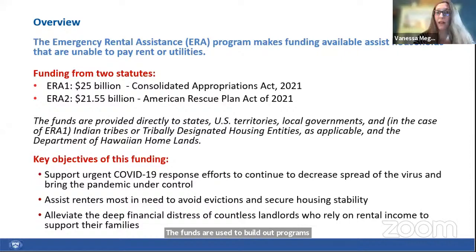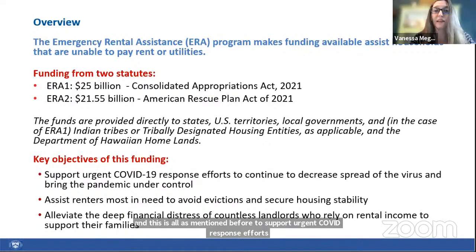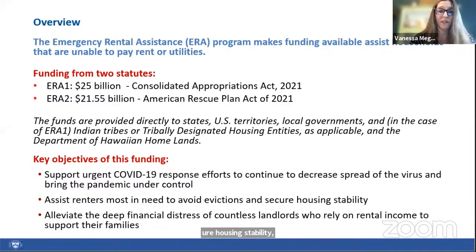And this is all, as mentioned before, to support urgent COVID response efforts to decrease the spread of the virus, to assist renters in avoiding evictions and secure housing stability, and to alleviate financial distress of landlords who rely on rental income to support their families and their communities.